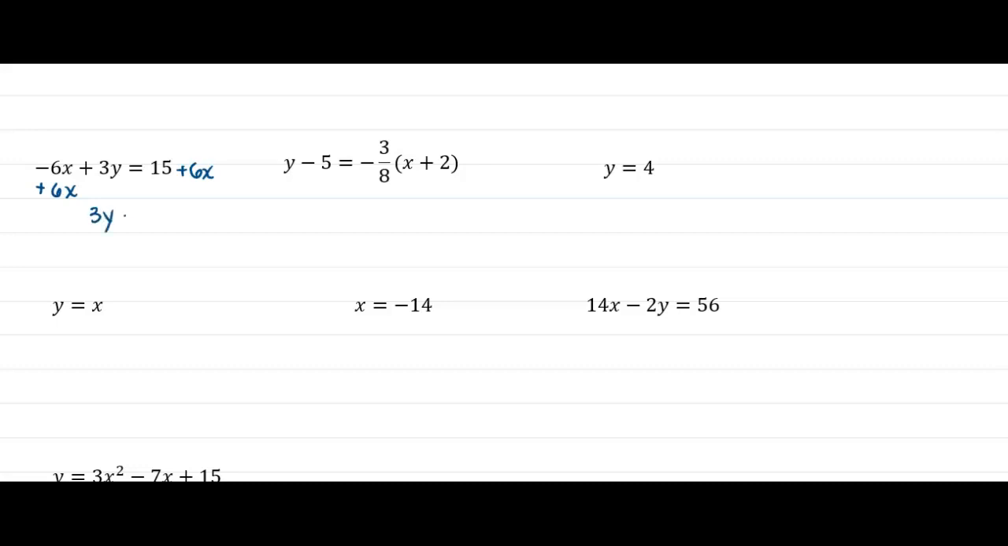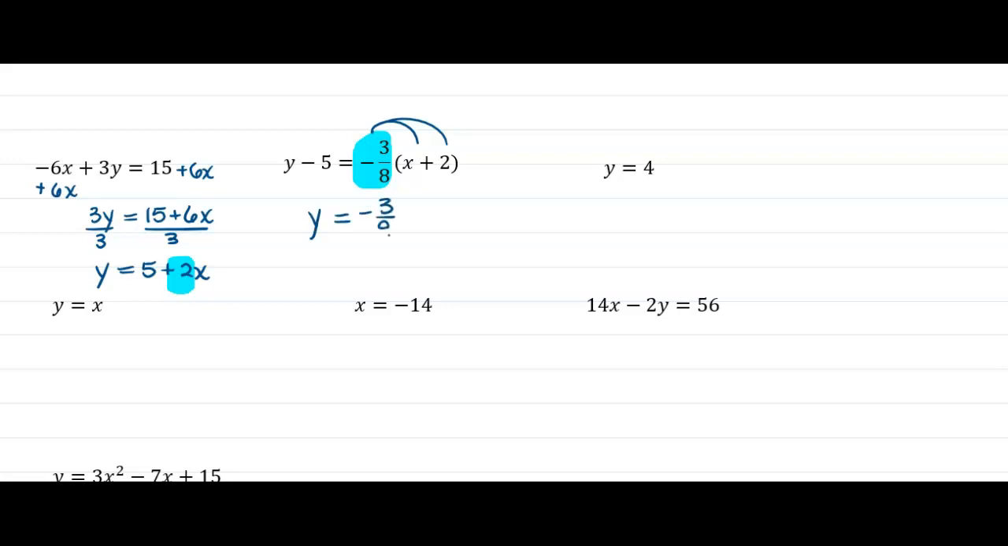So I have 3y equals 15 plus 6x. Dividing by 3 and simplifying, I see that in slope-intercept form, I could easily see that the slope is 2. This is point-slope form. If you recognize that, you could easily see that in point-slope form, this is the slope. But if you weren't sure, you could distribute and move that 5 to the other side.